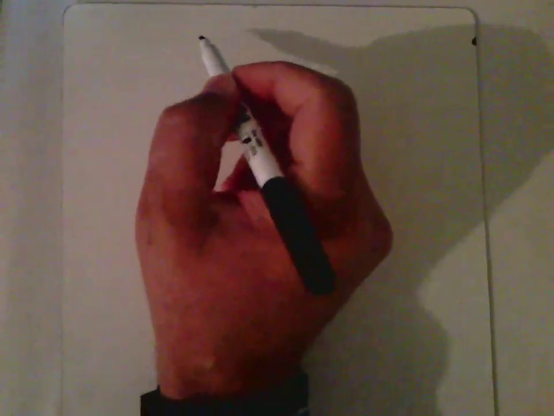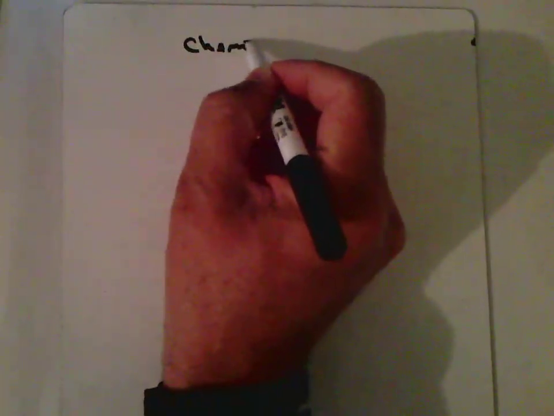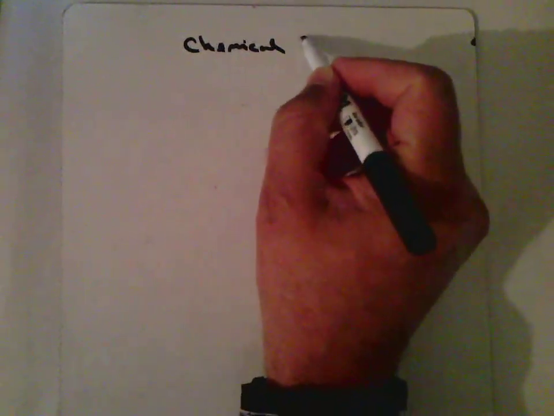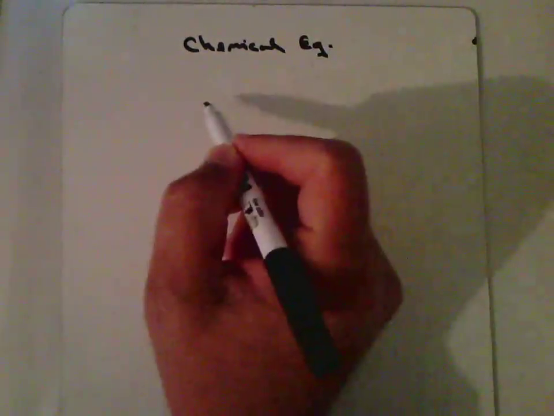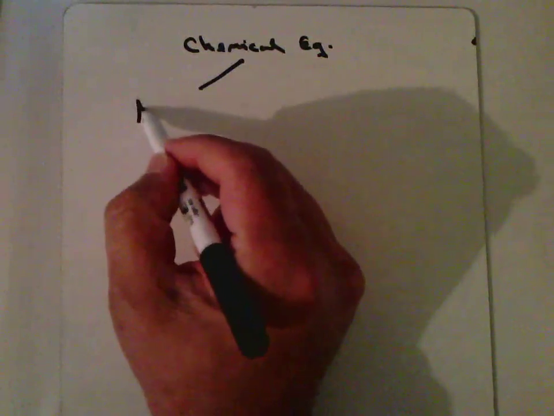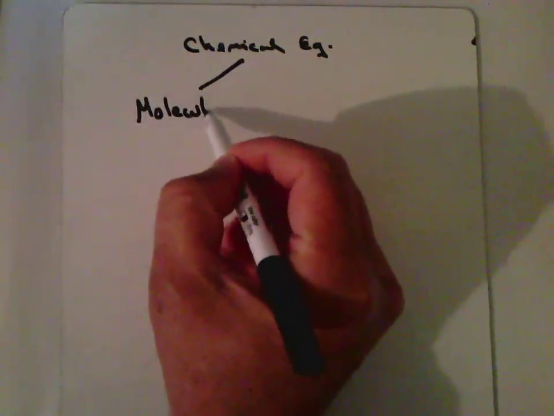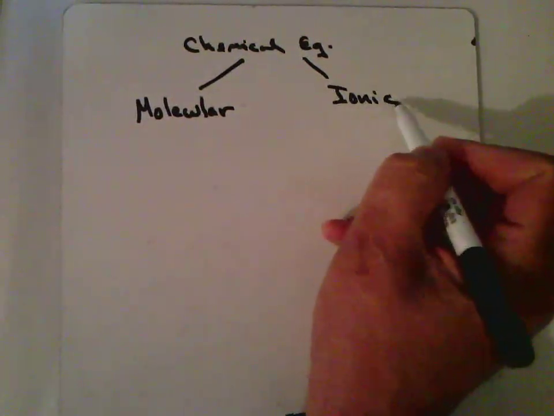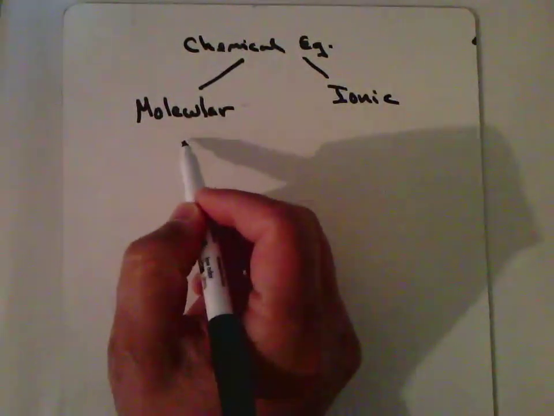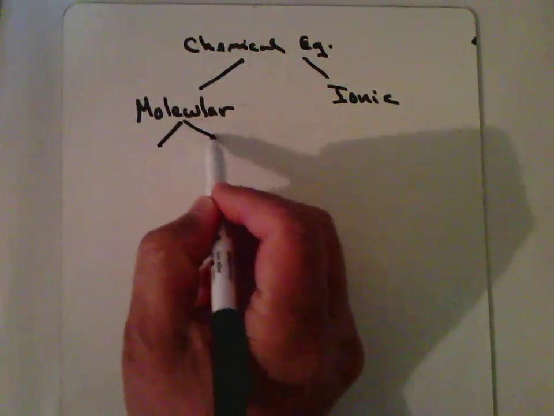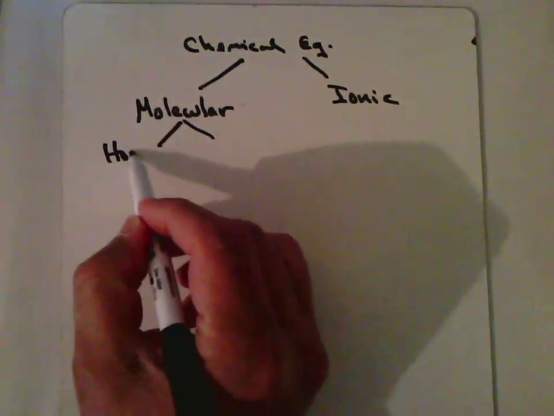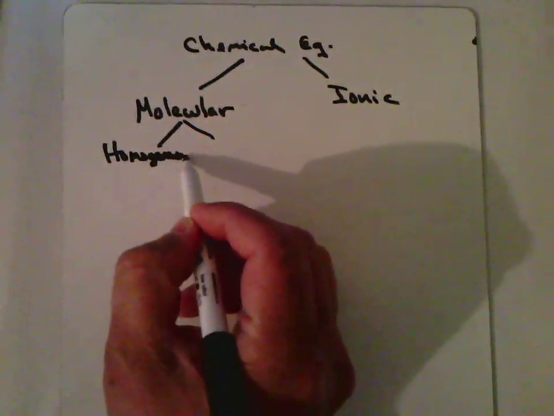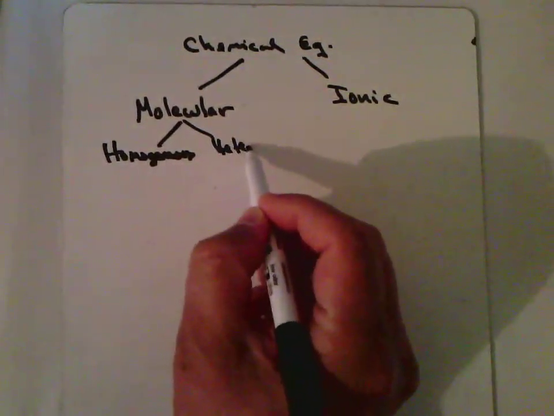Today we are going to go over the chemical equilibrium. In a chemical equilibrium, we can identify two main types of equilibrium. On one side we have the molecular one, and on the other side we have the ionic one. Let's focus on the first one. What is the molecular equilibrium? The molecular equilibrium can be homogeneous or heterogeneous.